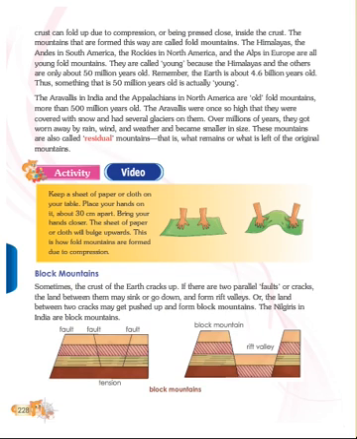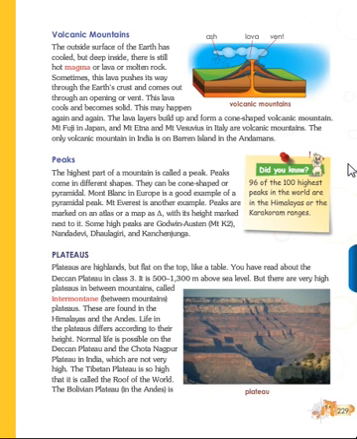Okay, let's go to the next page. Volcano mountain. Everyone has understood about volcanoes, right? That is the lava, the ash, the vent and all that. The outside surface of the earth has cooled, but deep inside there is still hot magma or lava, molten rock. In a volcanic mountain, the outer part is cool and solid, but deep inside it is very hot magma.